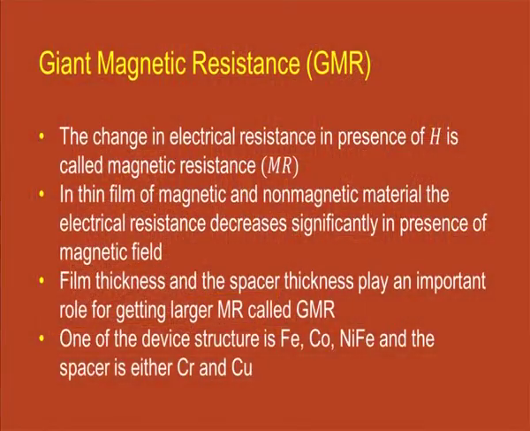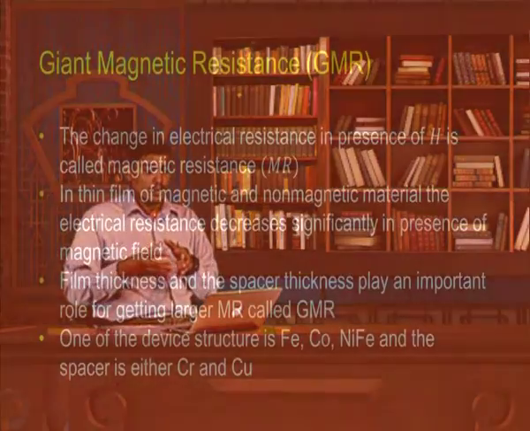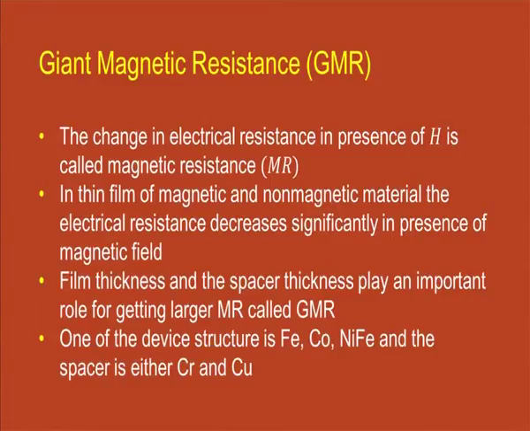So, what is giant magnetic resistance? It is basically the change in the electrical resistance in the presence of an external magnetic field, and that change is called the magnetic resistance. This is obtained when we have thin films of magnetic and non-magnetic materials, and the electrical resistance decreases significantly in the presence of a magnetic field. So, what we do is take thin films of magnetic and non-magnetic materials, and in between we have spacer materials. By controlling the film thickness and the spacer thickness, we can control the ratio of magnetic resistance.